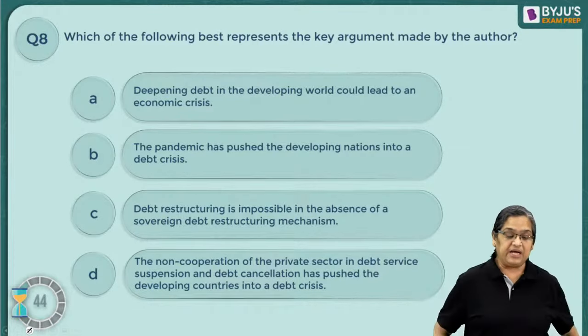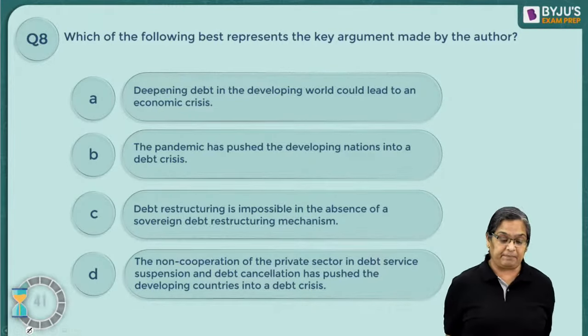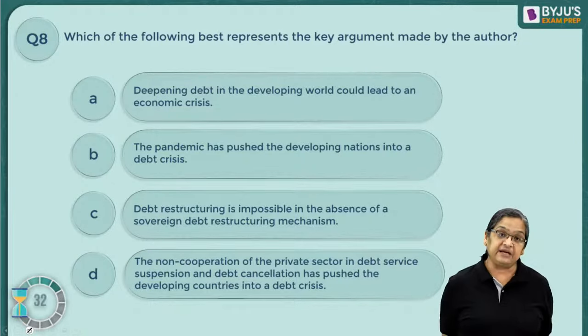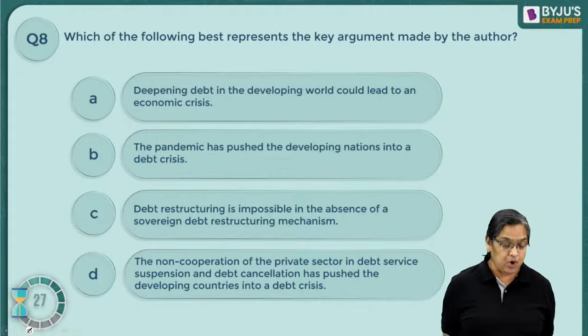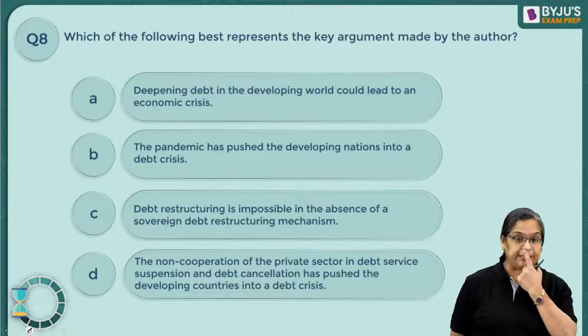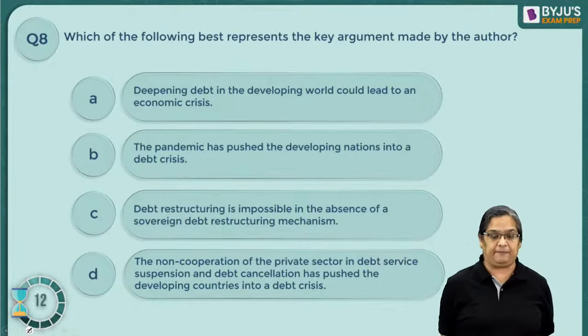Okay, let me set the timer on. Is it A, deepening debt in the developing world could lead to an economic crisis? Is it B, the pandemic has pushed the developing nations into a debt crisis? Is it C, debt restructuring is impossible in the absence of a sovereign debt restructuring mechanism? Or is it D, the non-cooperation of the private sector in the debt service suspension and debt cancellation has pushed the developing countries into a debt crisis? Question 8, give me your answers quickly. Key in your answers quickly.